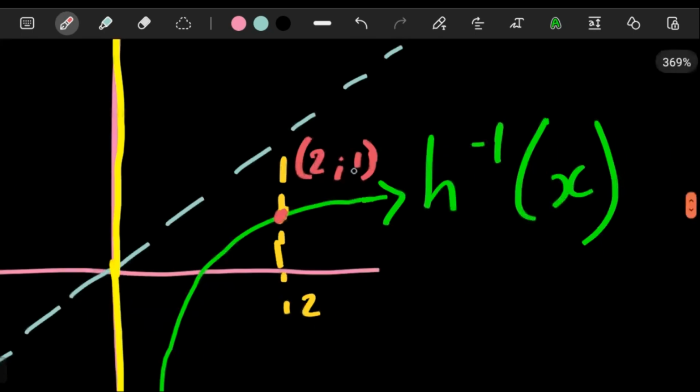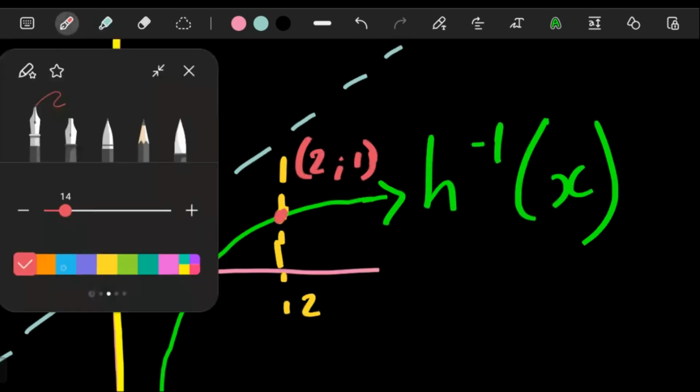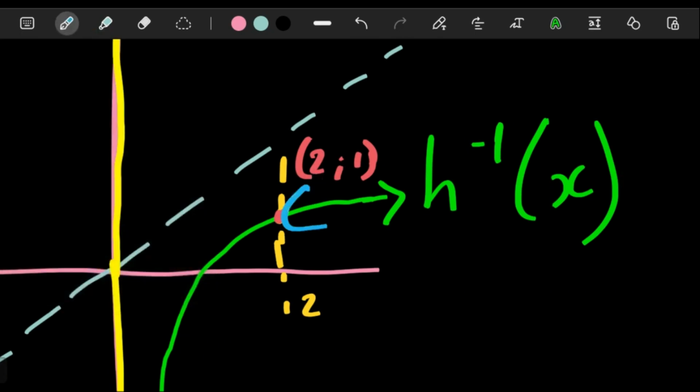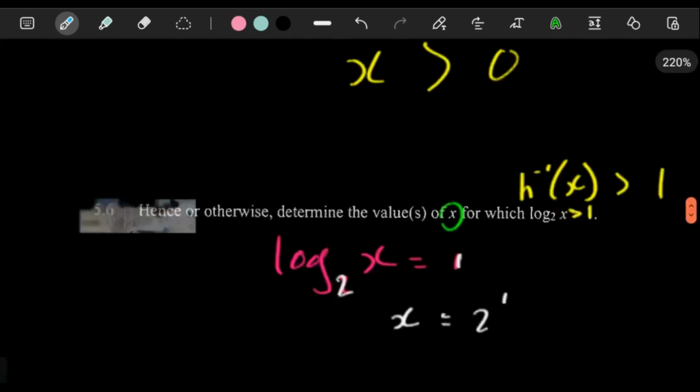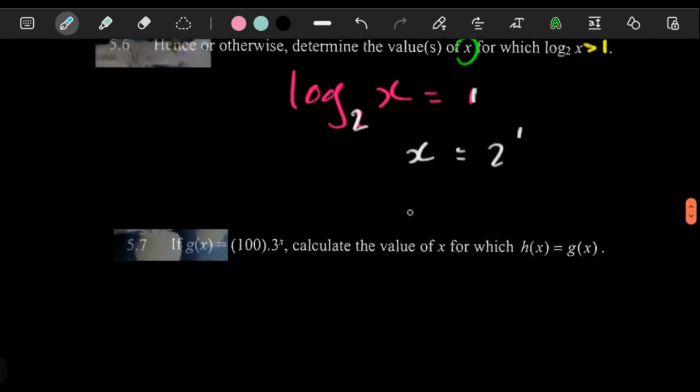So they asked us, where is the graph above positive 1? You see, it's above positive 1 here, going onwards to infinity. That's where it's above 1. So it's above 1 starting from where x is bigger than 2. You see, so here you can say x is bigger than 2. That's how you can go about this question.